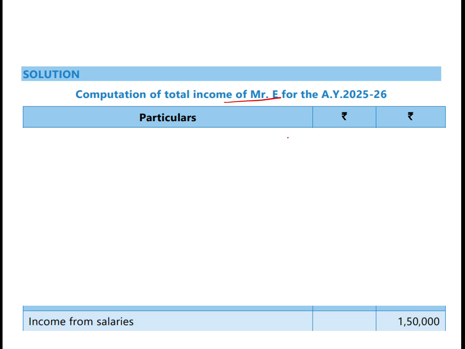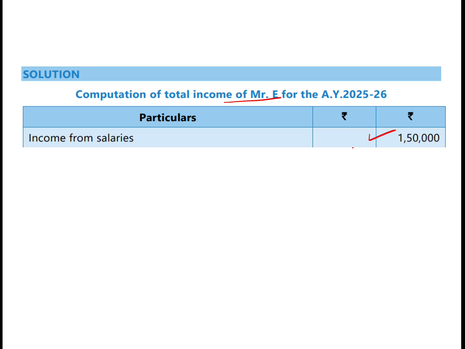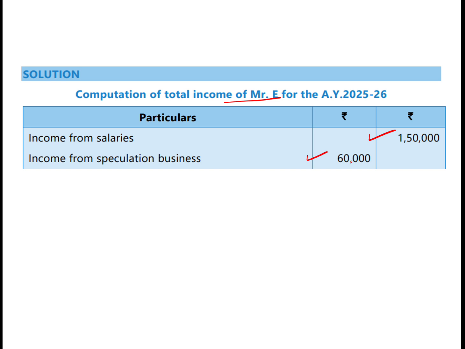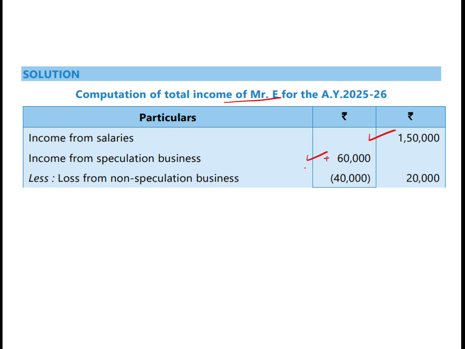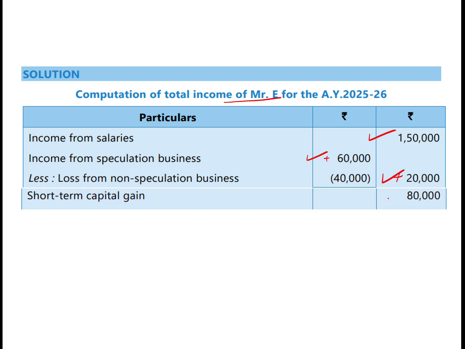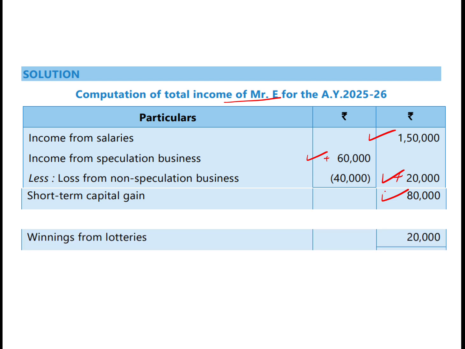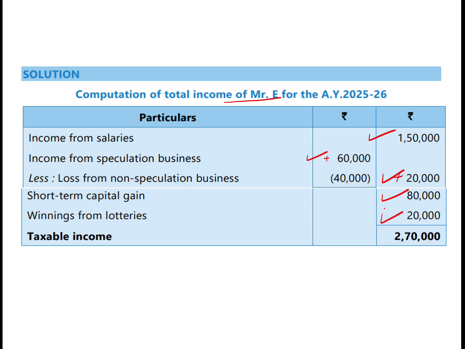Now we will solve this problem. This is the format: computation of total income. Income from salary is fully taxable. Income from speculation business is 60,000, and we can set off non-speculative business loss of 40,000 against it, and 20,000 will be taxable. Next one is short-term capital gain, fully taxable. Long-term capital loss we cannot set off against it, as I discussed earlier, long-term capital loss can be set off against long-term capital gain only. Now, winning from lotteries is fully taxable. So your taxable income is around 2,70,000.